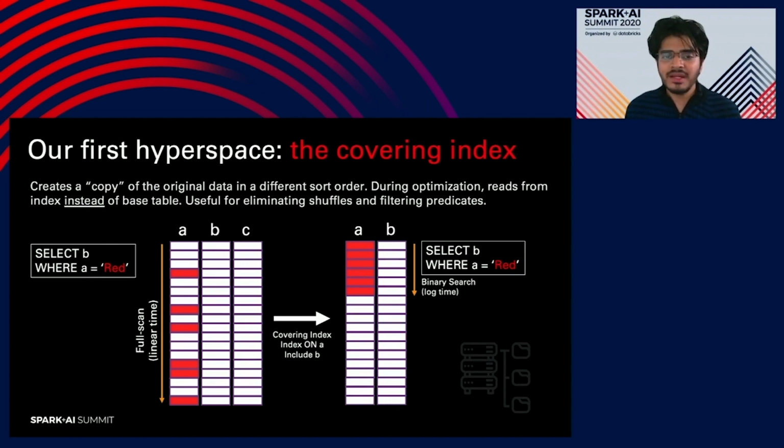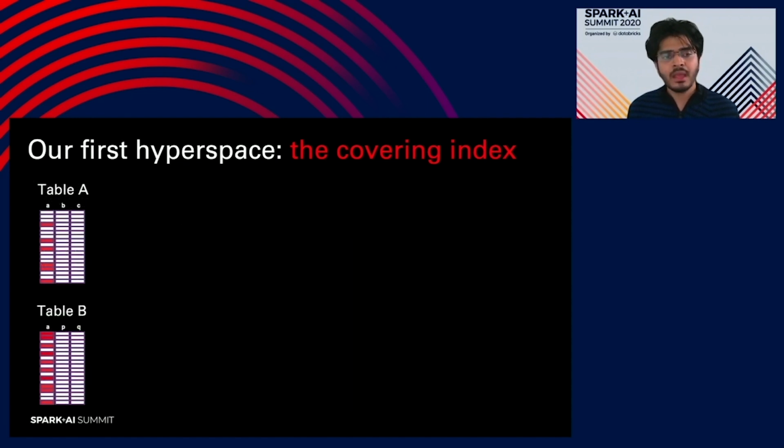While the concept is pretty simple, it aids tremendously in doing things like filter acceleration. Not convinced that it works? Well, let's go into something more complex now. Imagine now you're joining 2 different tables, table A and table B, on column A, and assume that you're running this query, select B, C, where you're joining on the column A from both the tables.